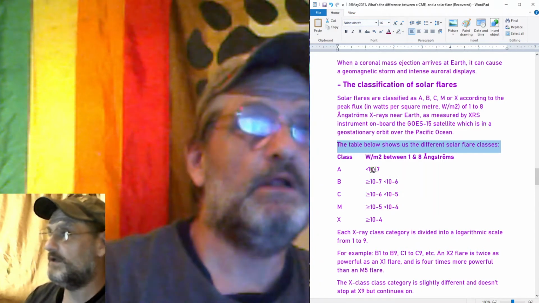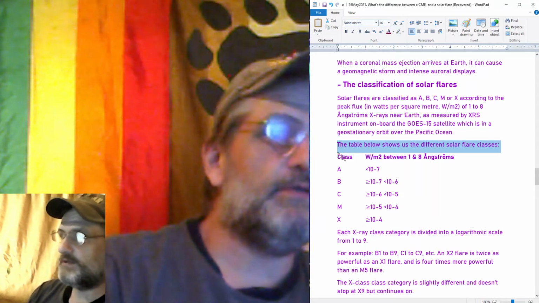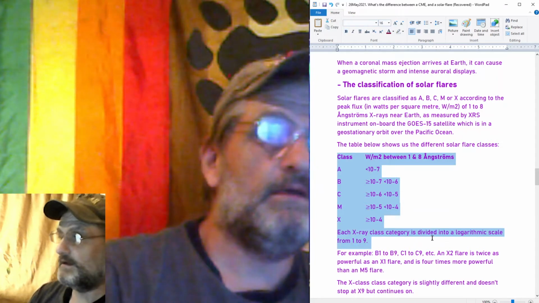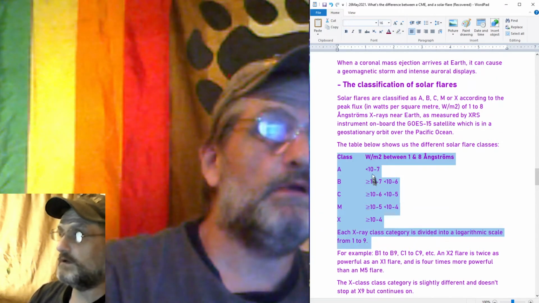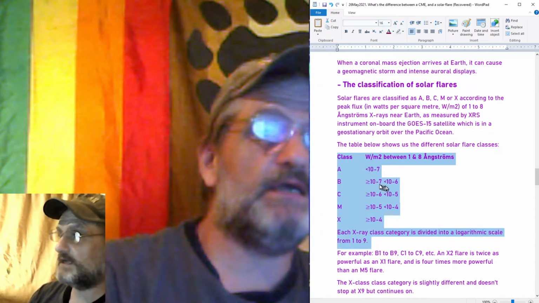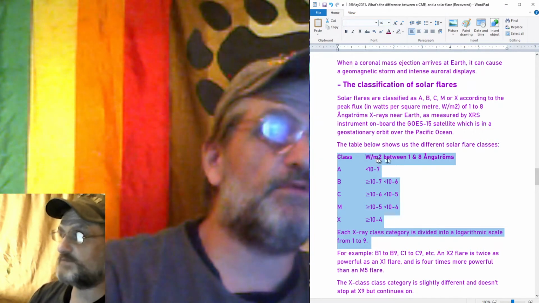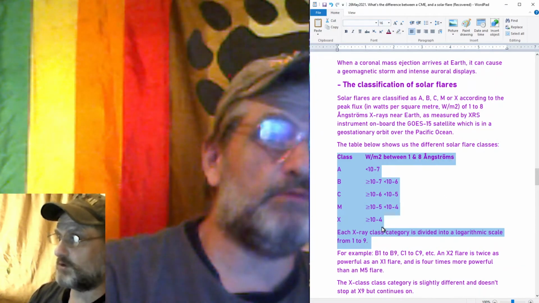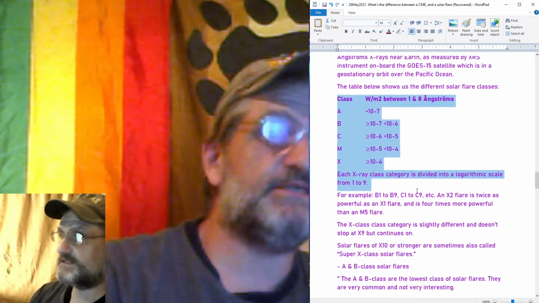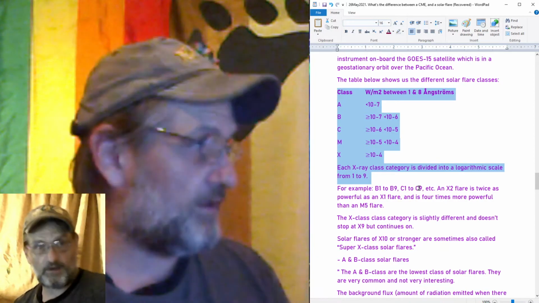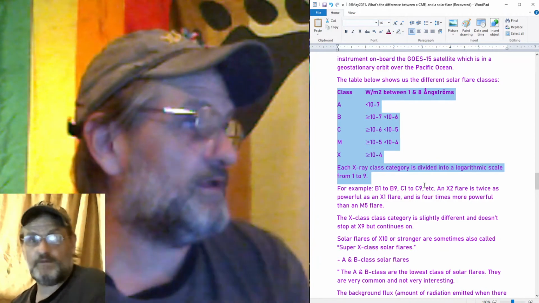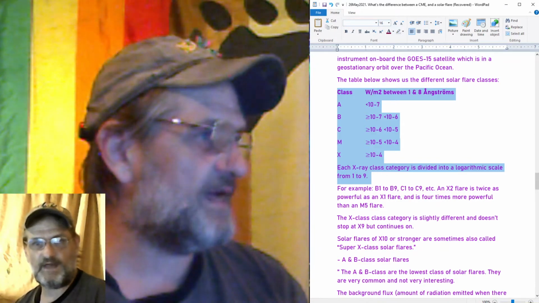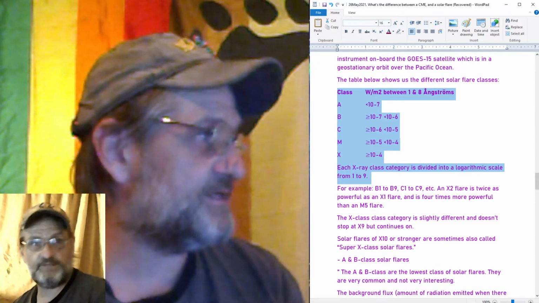All right, so they're showing you the class. This is the table he's talking about here. You see this is the watts per meter squared between 1 and 8 angstrom. That's just what this chart is. It's giving you a relative strength of what you're looking at in the classes. Technically, how do they figure out the classes of the strength of these?